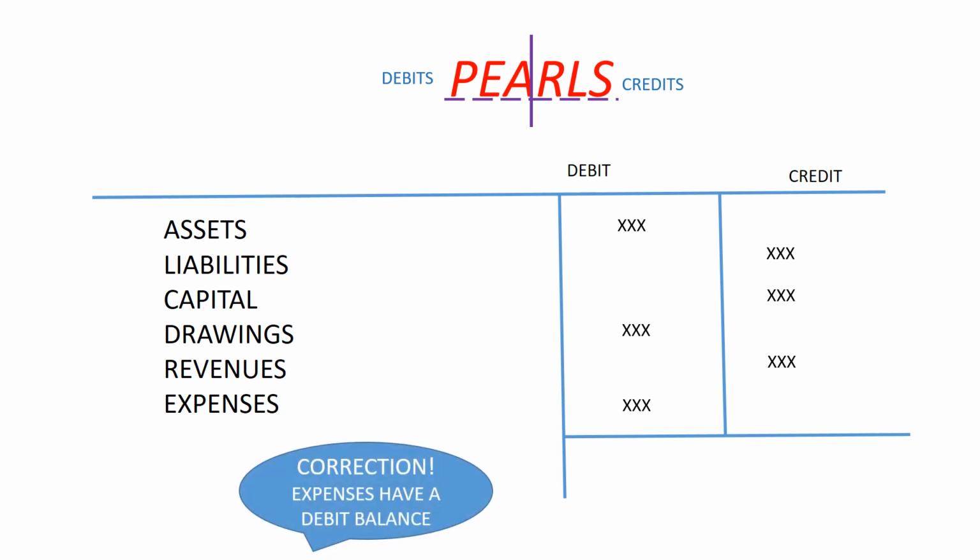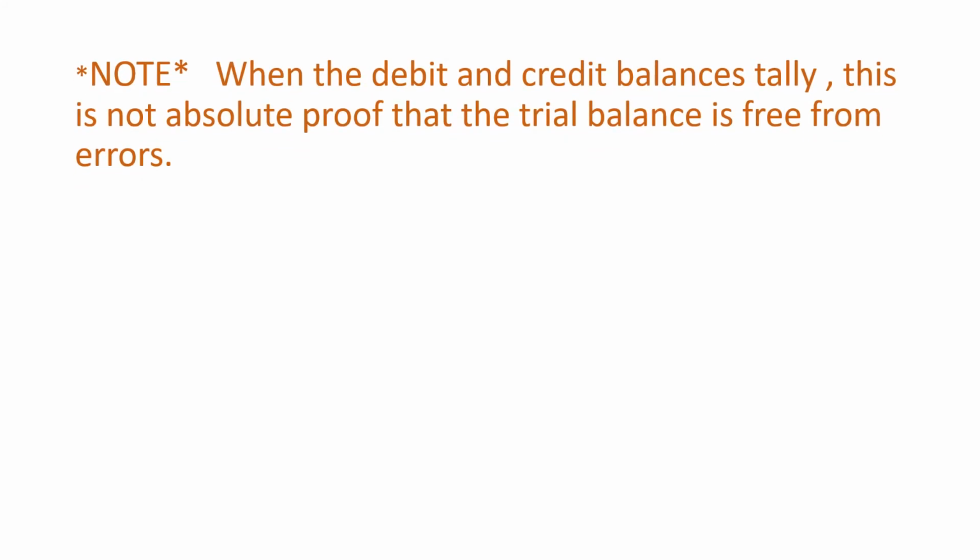The balances in both columns are added up. The total in the debit column should be equal to that in the credit column. You need to note that when the debit and credit balances in a trial balance tally, this is not absolute proof that the trial balance is free from errors. It is only proof that the ledger accounts are arithmetically accurate.